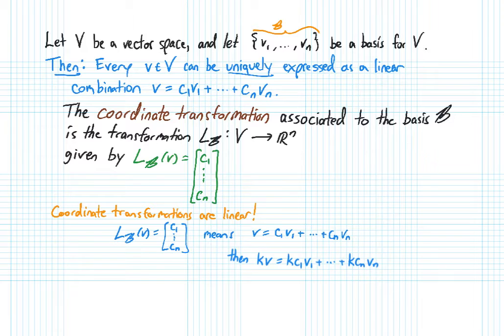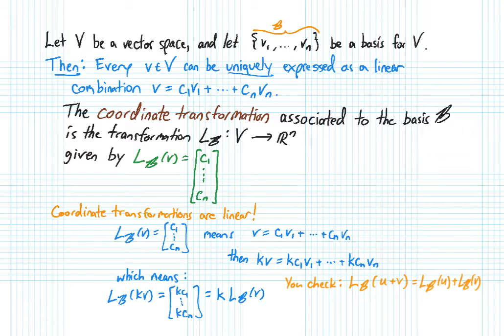So then if I take that equation and I multiply both sides by the scalar k, that gives me a way to write kv as a linear combination of the basis vectors. And the coefficients that are in that equation tell us what the entries are in LB of kv. And now we can look at the result that we got and see that that's just k times LB of v. And so in the end, we've proved that it's possible to just pull the scalar out of a coordinate transformation, which is one of the things that you need to check in order to show that it's linear. Like I said, I'll leave you to do the other thing, which is to check that it works with addition.